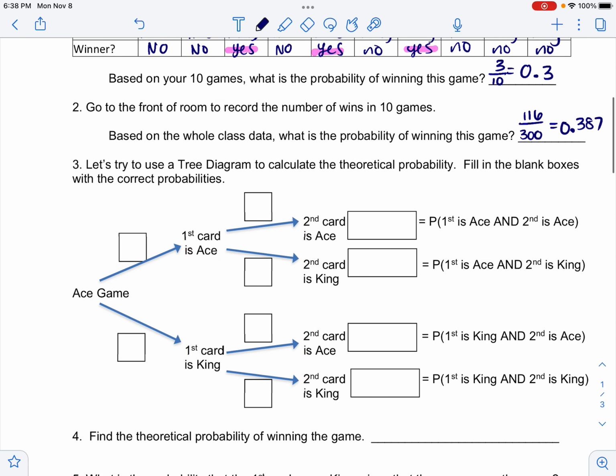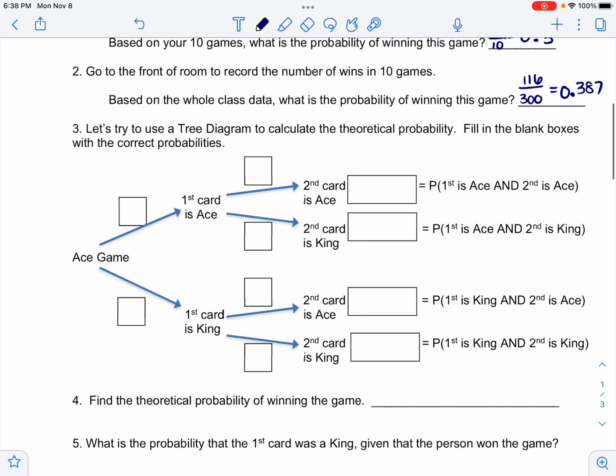All right, now we're going to use a tree diagram in order to calculate the theoretical probability for all of these different possible outcomes. So I'm going to fill in each blank with the correct probabilities. And if you are following along, if you want to pause and try to fill this in, see how you do first, and then come back and you can watch what we do.